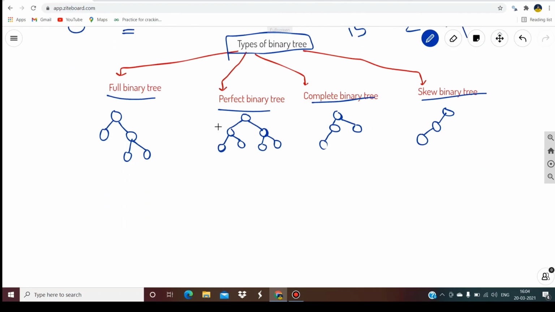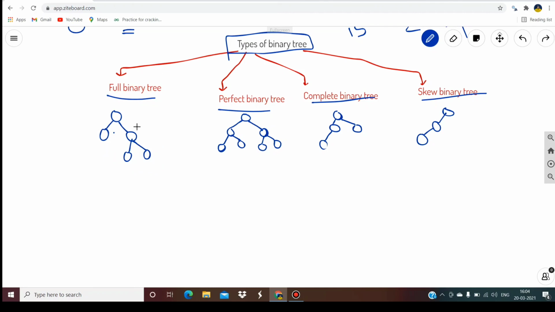Before understanding the types of binary tree, we need to understand the concept of internal and external nodes. All the leaf nodes in a binary tree are external nodes. So in this diagram, these are external nodes because these are leaf nodes, and the remaining nodes are internal nodes. So nodes are classified into two: one is external and the other is internal. External nodes are the leaf nodes, and internal nodes are the remaining nodes except leaf nodes.